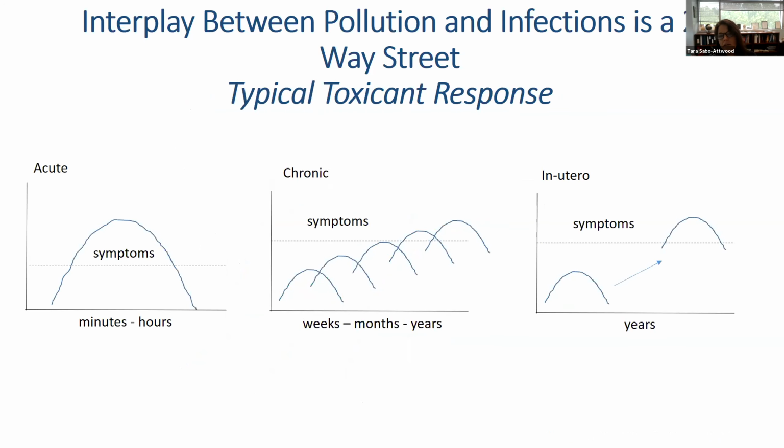But now let's look at toxicants. And the first thing that you'll note here is the time scale, which is in minutes to hours or in weeks to years, depending on whether the exposure is acute or chronic. And so in the acute situation, this typically refers to a relatively high dose with rapid symptoms that follow, sometimes within minutes. This is typical of a poisoning situation, if you will.